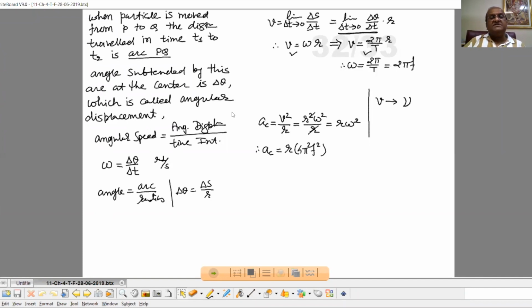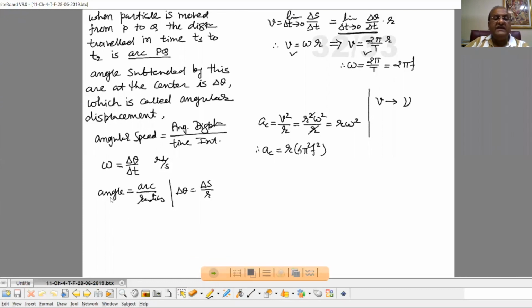Now, we discussed that displacement upon time interval is speed or velocity. Similarly, if we take angular displacement upon time interval, it will give you angular speed. And angular speed is denoted by omega. This is pronounced as omega. Angular displacement, that is delta theta, upon time interval delta t. The unit becomes radian per second.